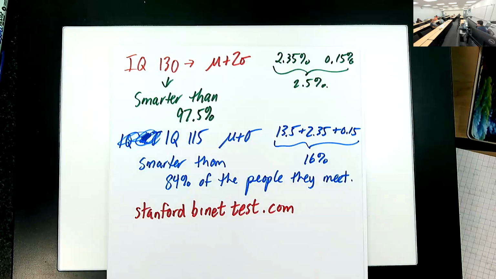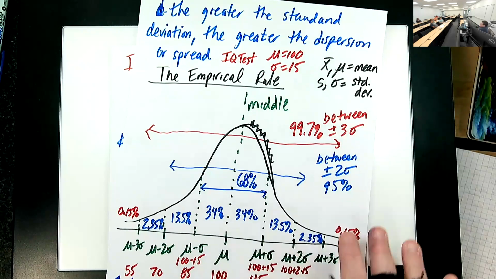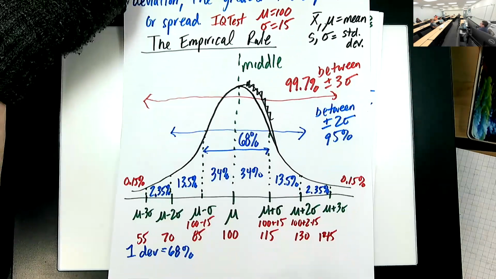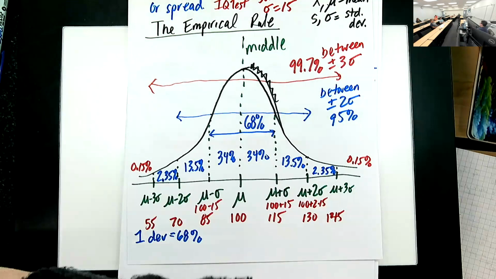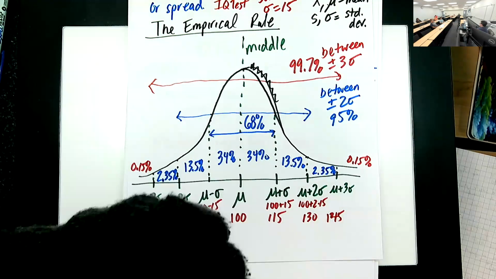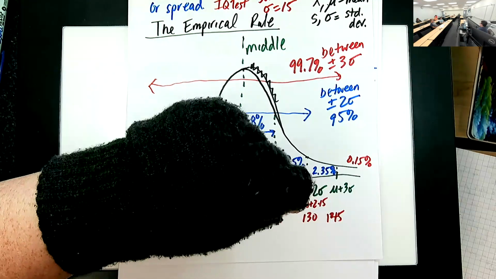All right, so this is the empirical rule. This bad boy right here. They will ask you to do a lot of things. They'll be like, what percentage of the score? They'll give you a mean, and they will give you a standard deviation.